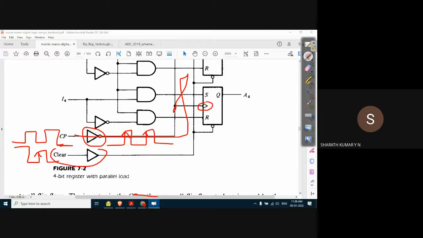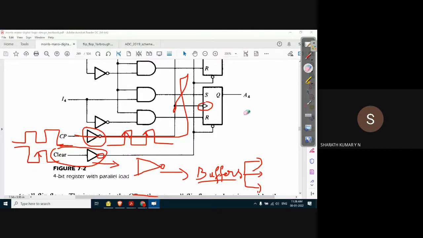It is a clear input. Clear input uses a triangle symbol. In one of the earlier classes, we discussed a concept called a buffer. If you remember, what are buffers, guys? There are multiple types of buffers. One type is a complement buffer, where it will complement the data and also amplify the current. In this type of buffer, it will only amplify the current, but it will not complement.